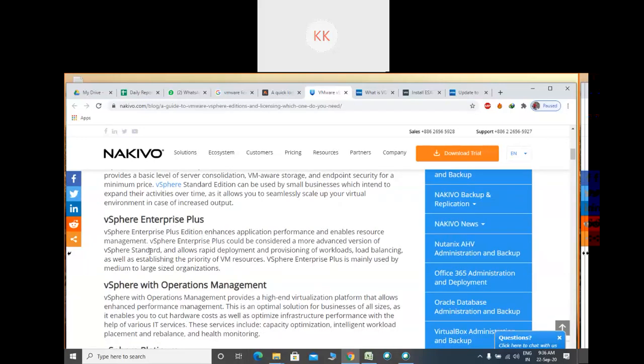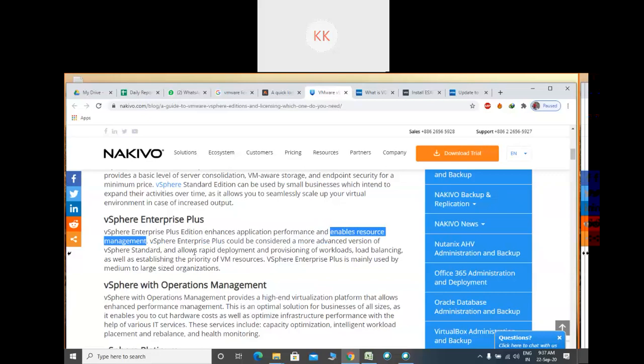These two are the added features. What are they? It enhances the application performance, that means it is equipped with high availability features. Enhance application performance, and next one is enable resource management. During your 1 or 2 mark MCQ, this line may come, so please remember these things: vSphere Enterprise Plus edition enhances application performance and enables resource management.